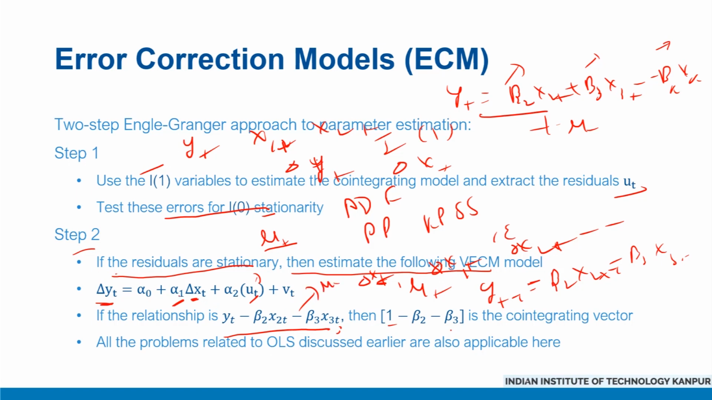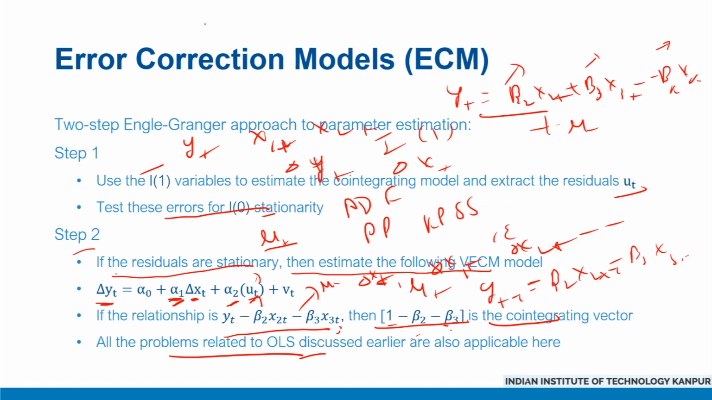When you again estimate this relationship, then in that case alpha 1 captures your short term relationship, alpha 2 captures your correction in error. It's like speed of adjustment towards equilibrium because it is getting multiplied to mu t. And this is your co-integrating vector 1 minus beta 2 minus beta 3, which captures the long term relationship. And now this model can be estimated with OLS. However, all those problems that are conventionally associated with OLS, such as autocorrelation, heteroscedasticity, and so on, are also applicable here as well.